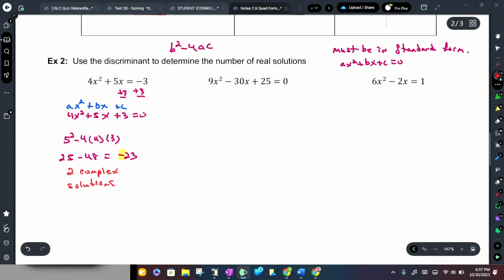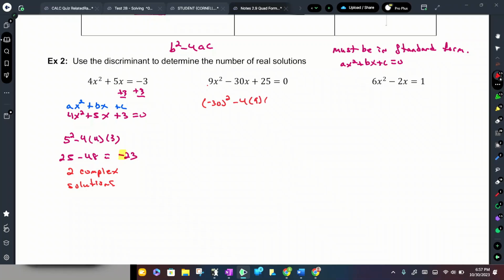And we can test these other two. Let's keep going. So this is in standard form, so we're just plugging our numbers in. Want to be really careful with the negative 30, right? We're putting parentheses around that b value. So negative 30 squared minus 4 times a is 9 times c is 25, and we're going to simplify this. So 30 squared is 900, and then negative 4 times 9 is 36. So negative 36 times 25 is negative 900. And if we simplify this, 900 minus 900 is 0.